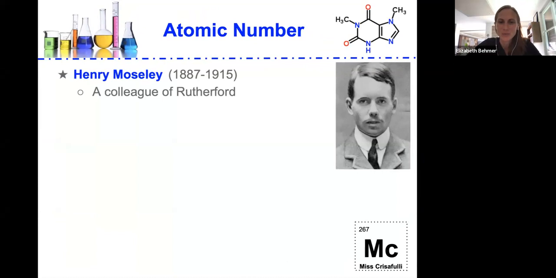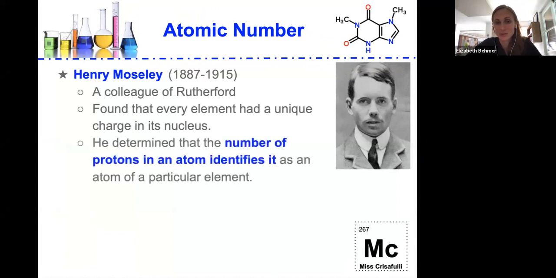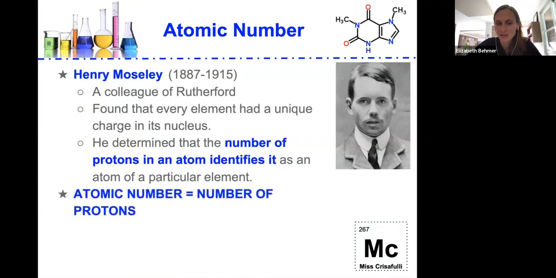Henry Moseley was a colleague of Rutherford, who we used his main atomic model. And he found that every element had a unique charge in its nucleus. And he determined that the number of protons in an atom identifies it as an atom of that element. So then we get to this word atomic number. Every element has an atomic number, and that is equal to the number of protons. That is super important to remember. Each element's atomic number is equal to the number of protons in its nucleus.